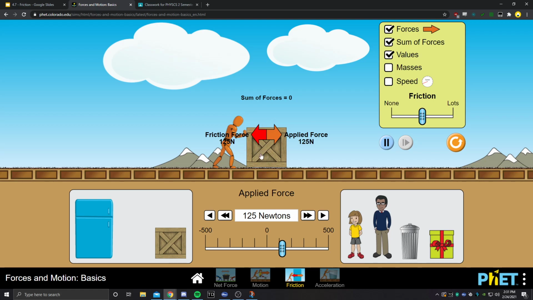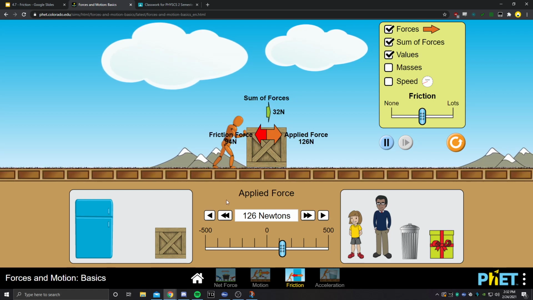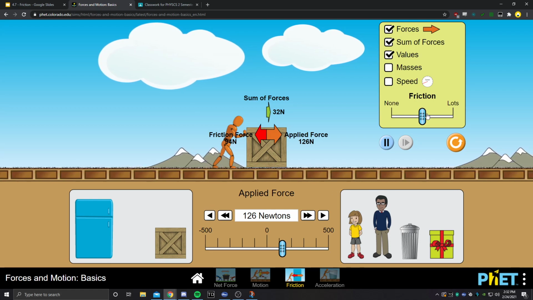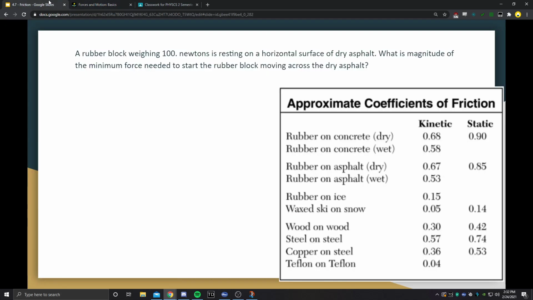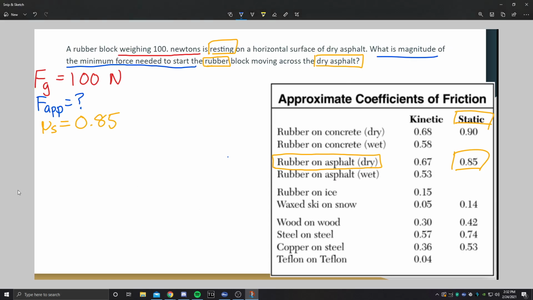And so for this crate and this surface, the max static frictional force is 125. And if you go over that static frictional force of 125, the boxes start moving. And so we need an applied force that is greater than our force due to static friction.